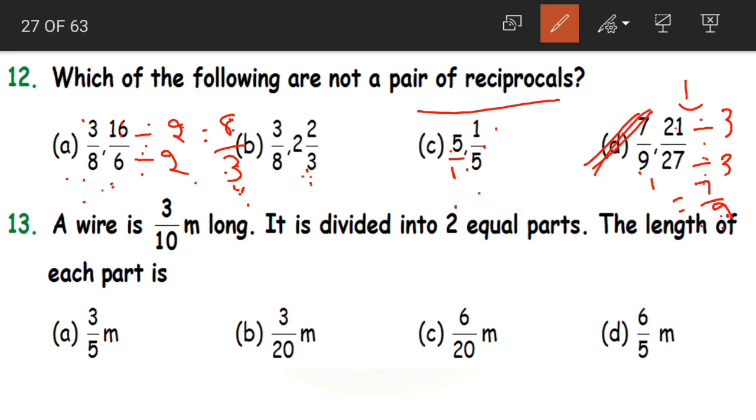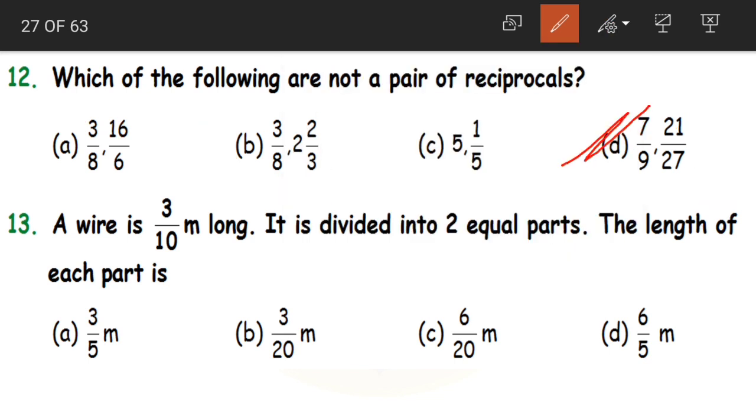Okay students? Or else if you solve this here only, 3 2s are 6 and 6 plus 2 becomes 8. 8 by 3. So 3 by 8 comma 8 by 3, both are a pair of reciprocals. Options A, B, C are a pair of reciprocals. So obviously option D is not a pair of reciprocals. Clear students? Yes. Let me clear the screen. Moving on to question number 13.